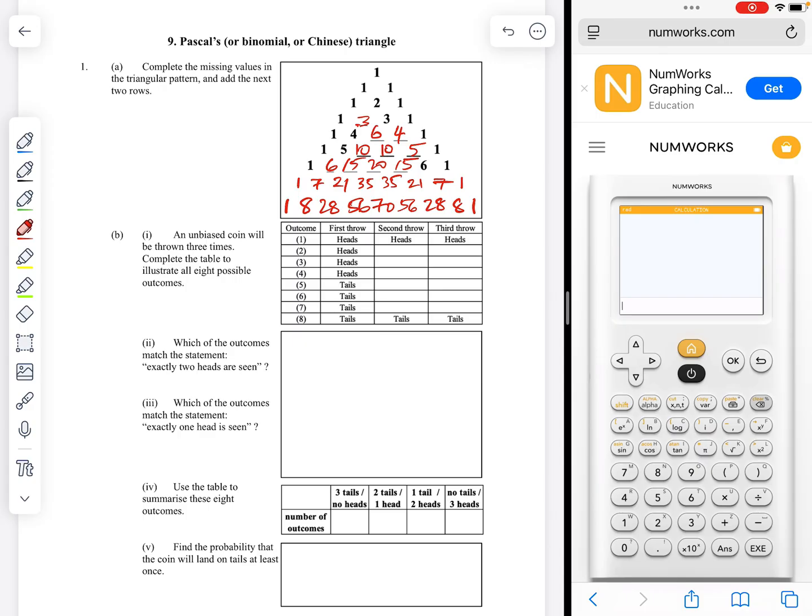B1. An unbiased coin will be thrown 3 times. Complete the table to illustrate all 8. We're looking for 8 possible outcomes. We have our 8 outcomes listed here, 1, 2, 3, 4, 5, 6, 7, 8. We're looking for a logical, systematic way of writing it out.